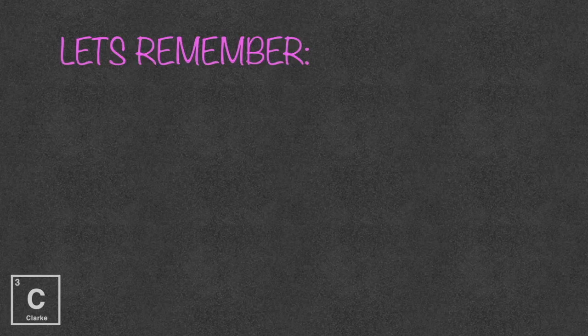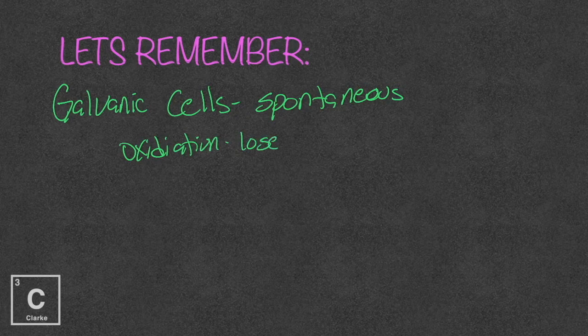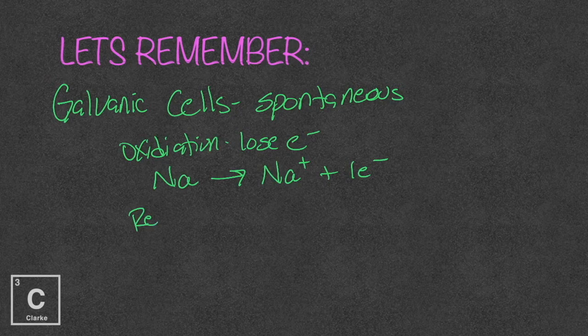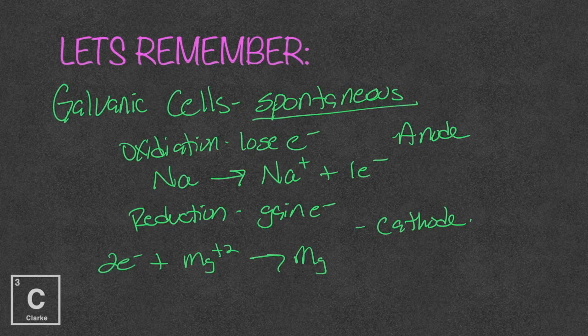But let's remember a few things first. We're mostly going to talk about galvanic cells. Also, we remember that oxidation is losing electrons, and reduction is where we gain electrons, and that oxidation is happening at the anode, and reduction is happening at the cathode. But I most wanted you to remember galvanic cells are spontaneous. That is going to be really important when we're trying to figure this out.